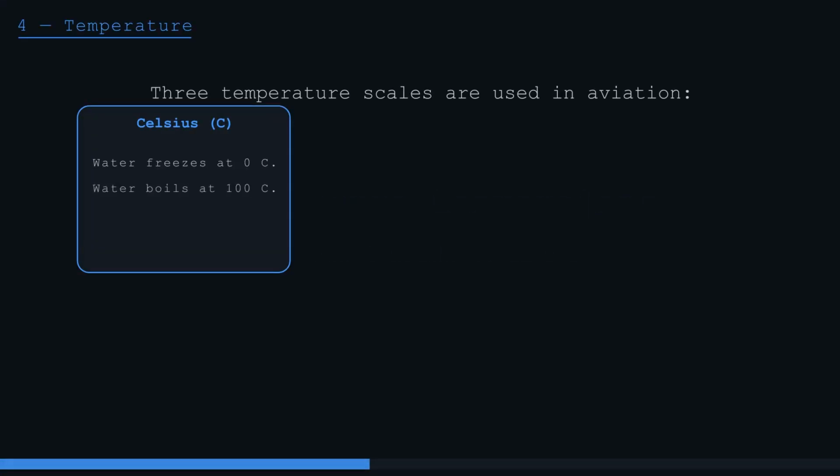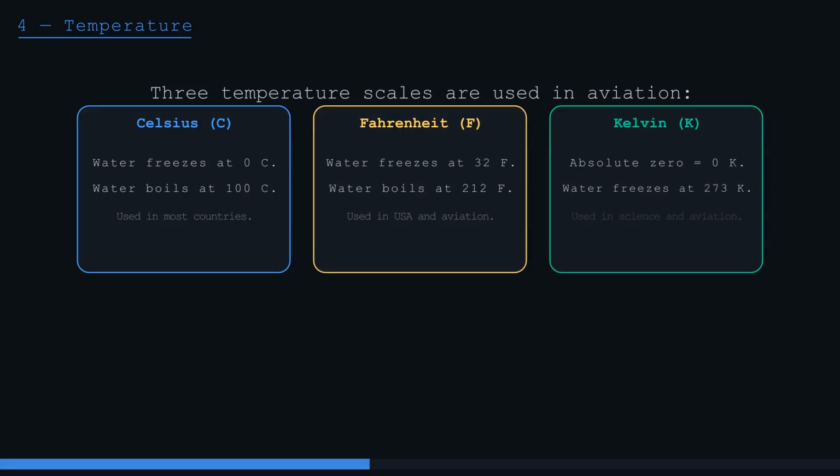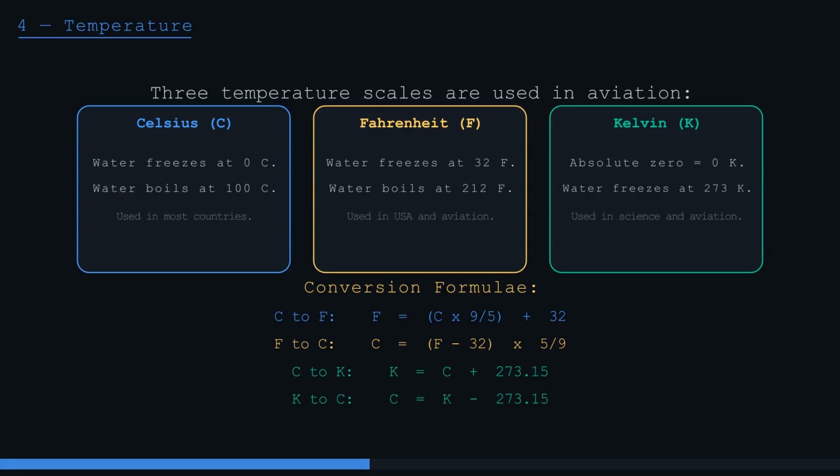There are 3 temperature scales: Celsius. Water freezes at 0 and boils at 100. Fahrenheit. Water freezes at 32 and boils at 212. Kelvin. Starts at absolute 0, 0 K, which equals negative 273.15 Celsius. To convert Celsius to Fahrenheit, multiply by 9/5, then add 32. To convert back, subtract 32, then multiply by 5/9. To convert to Kelvin, simply add 273.15.